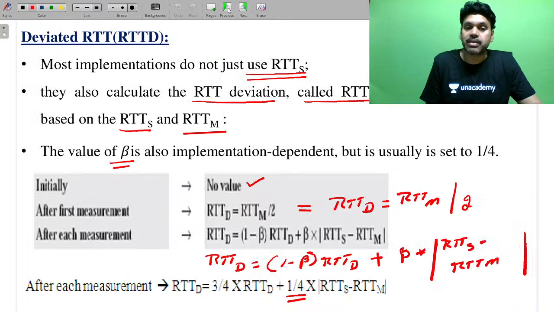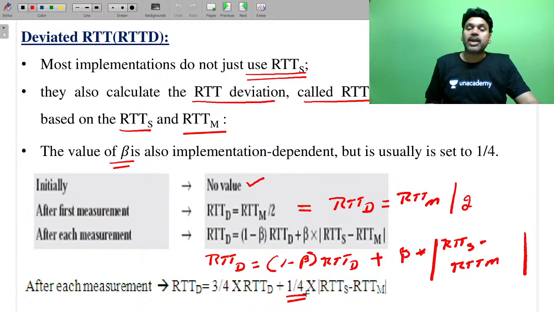So dear friends, what is the final value? 1 by 4 into (RTTS minus RTTM) is called the new deviation, and 3/4 of your previous RTT deviation.